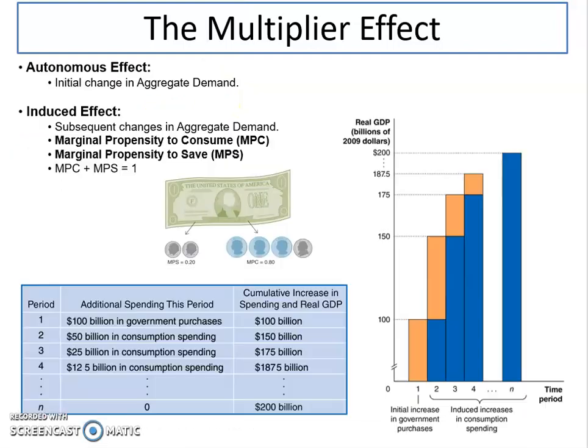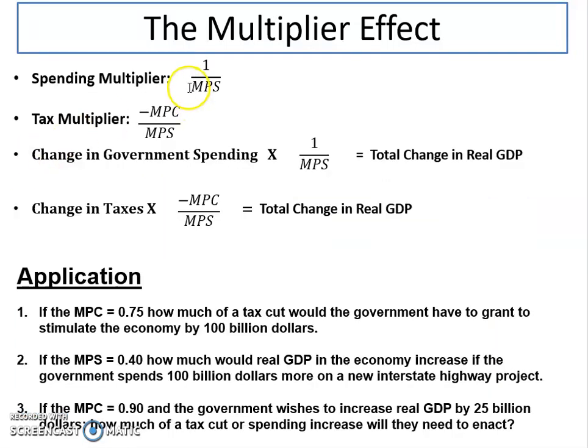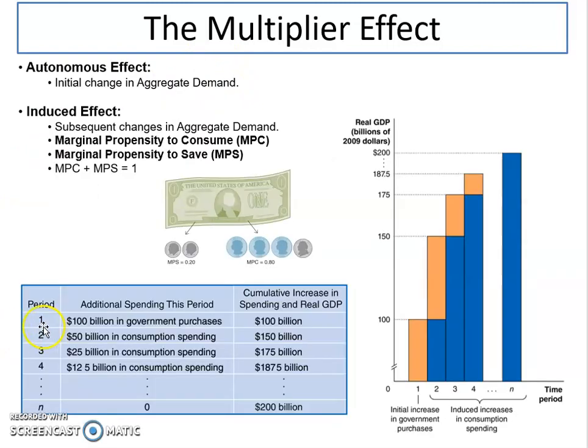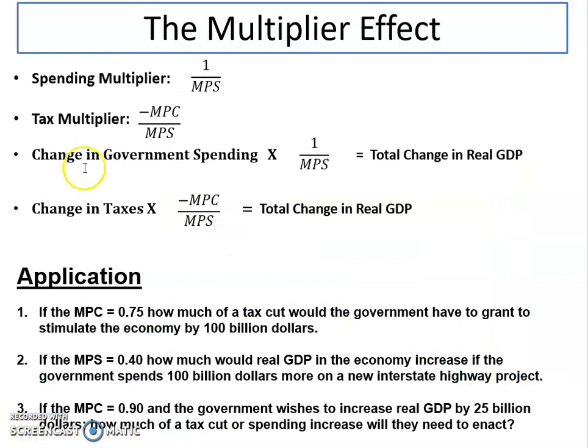So for example, let's go back. Our marginal propensity to save in this illustration was 0.5. So we take 1 over 0.5, which is 2, right? 1 over 0.5 is 2. That means that that initial autonomous effect of 100 billion is going to be multiplied by 2, getting us to, at the end of all these periods, 200 billion. We don't have to go through all the periods. We can jump from the autonomous effect to the total effect by using the multiplier.